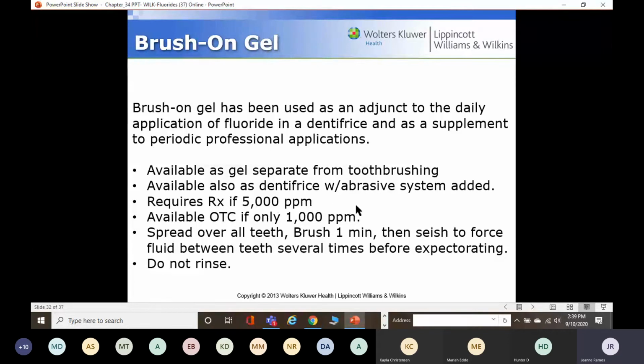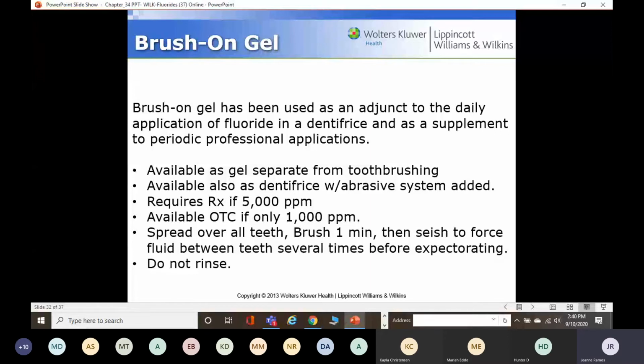We have great toothpaste with 5,000 parts per million fluoride that is given to people with rampant decay or issues with radiation or chemotherapy, or just a situation where they need help with the enamel in their teeth. It's awesome. But your dental office will sell those. We sell it at our clinic, and there are different kinds. It's available over the counter if it's only 1,000 parts per million. You can get it OTC.